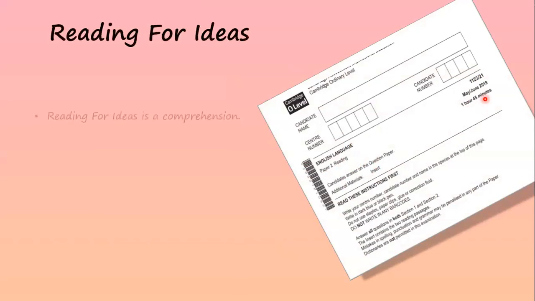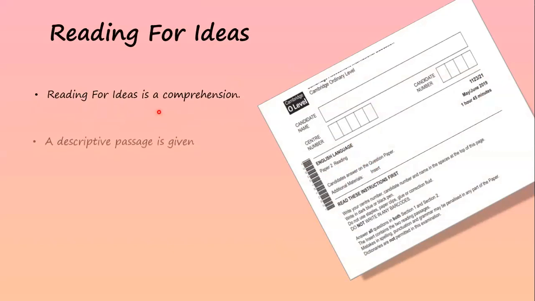This is how your English paper is designed, and this is a clip of it. Here you can see that this is your Paper 2 Reading. An insert is given to you. The time provided for this paper is 1 hour 45 minutes. So reading for ideas is the first comprehension given in this part of the paper.